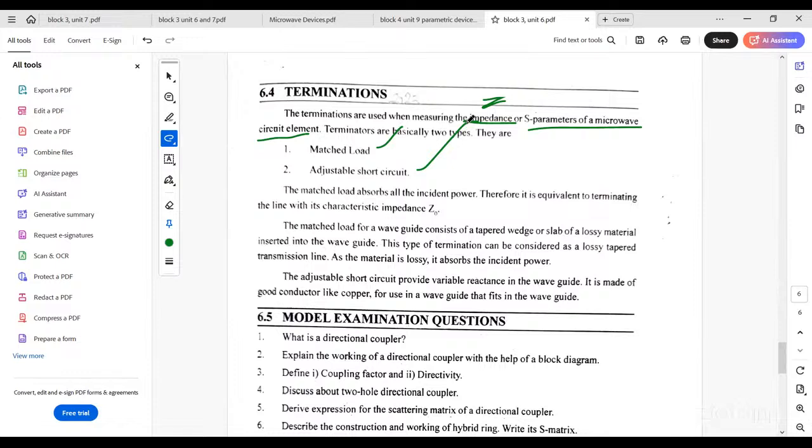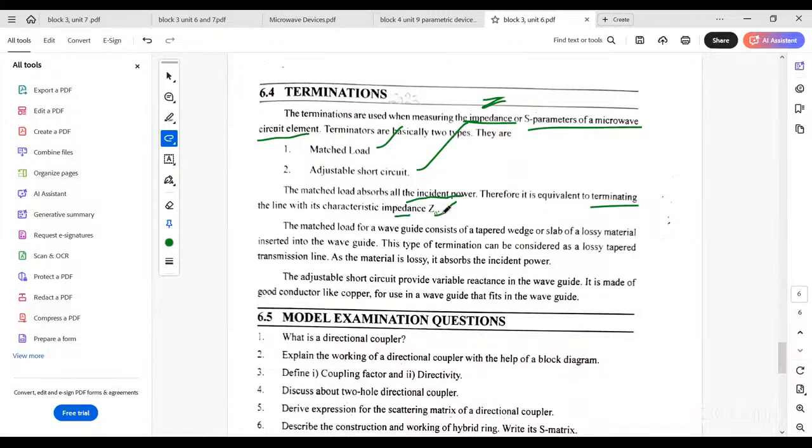What is the function of matched load here? Matched load absorbs all the incident power and it is equivalent to the terminating line with characteristic impedance. It is absorbing all the power, not wasting anything. So this is one of the characteristics of the impedance.